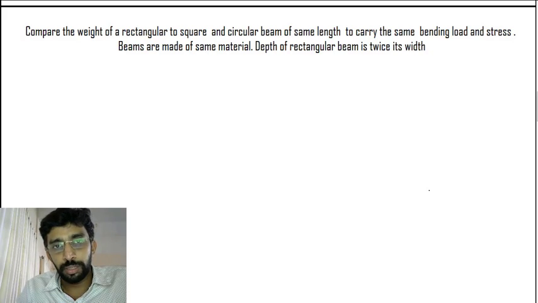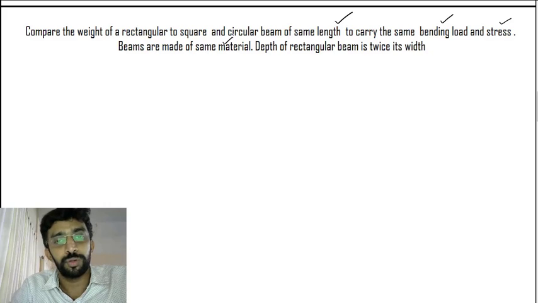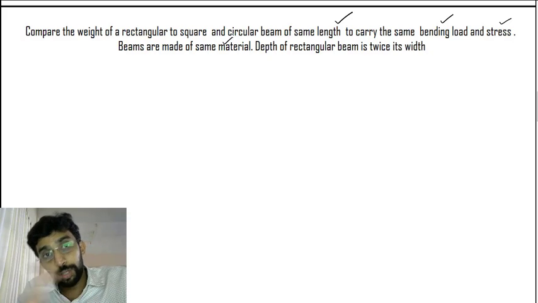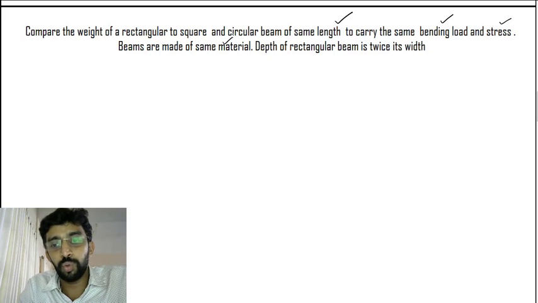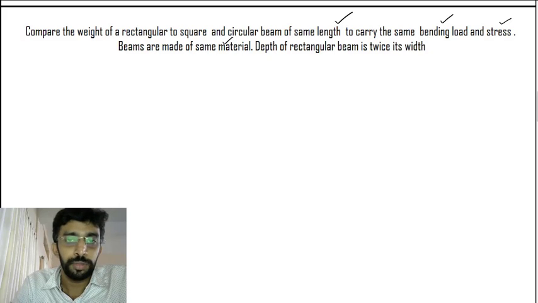So what are the parameters under which we are going to compare these three cross sections? They have given in the question that they have the same length, the same bending load and stress, and are made of the same material. These are the similarities. And what are we supposed to compare? We are supposed to compare the weight. That's the second part. So let us first discuss how we can utilize these four features to compare the cross sections.